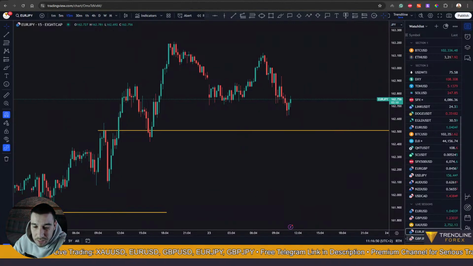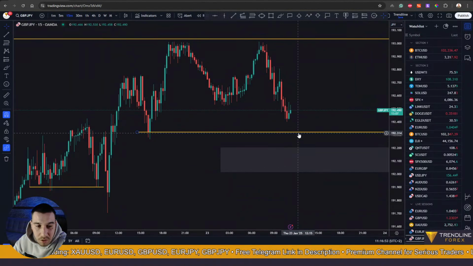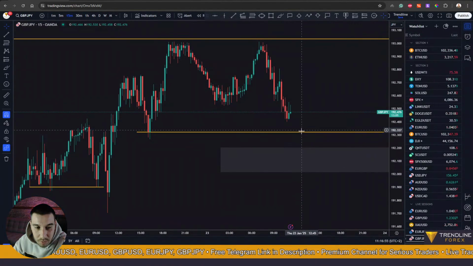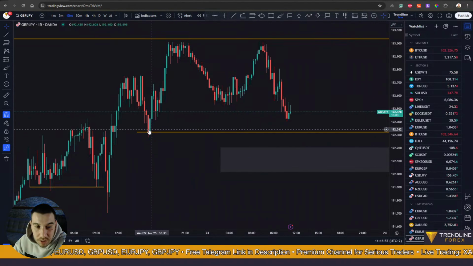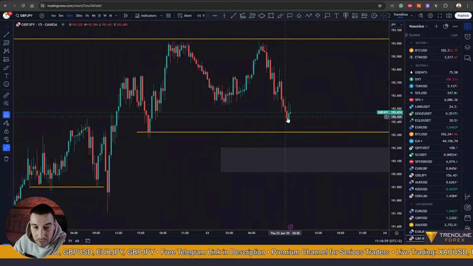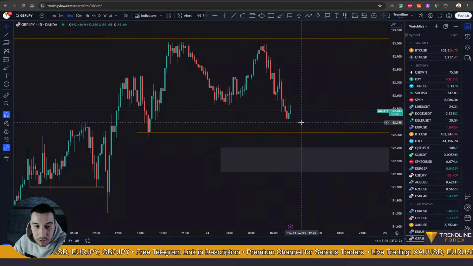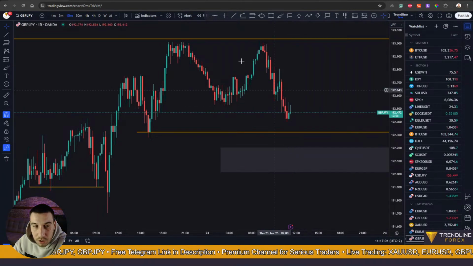And when it comes to the yen cross pairs, I still think there is a chance that we're going to see price pushing below this low right here. We kind of get some reaction at the moment, but it's not exactly what I'm looking for.